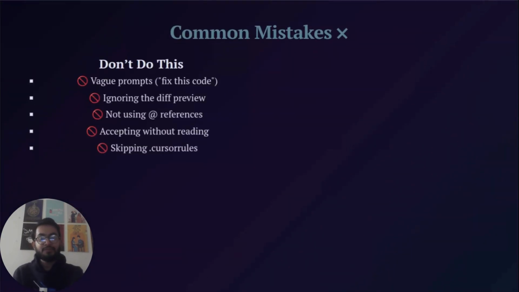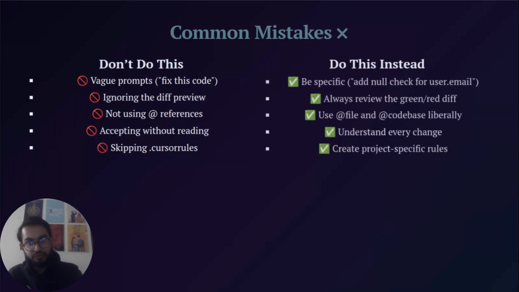So there are some common mistakes you shouldn't make. The common mistakes can be vague prompts, like, I mean, "fix this code." Cursor actually doesn't know which code it should fix. Ignoring the diff preview: you need to compare the diff, because you shouldn't blindly believe Cursor. Cursor can make mistakes. Also not using @ references, accepting without reading, skipping dot cursor rules. Those are the kinds of things you shouldn't do.